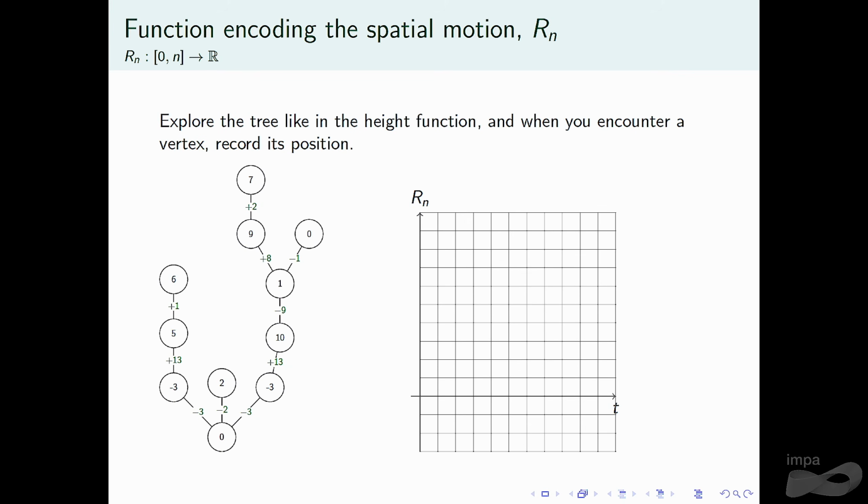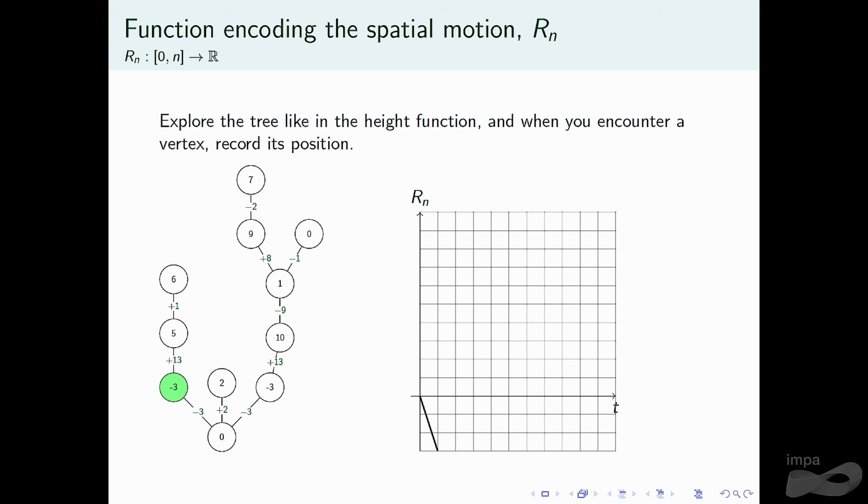So again, we explore the tree like in the height function, and when you encounter a vertex, you record its position. So here I've put displacements along the edges. The edges aren't labeled necessarily. It's just to kind of guide you in understanding how things are changing. But so we start off at the root. It has position 0.